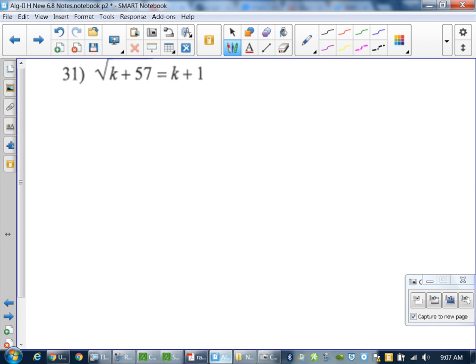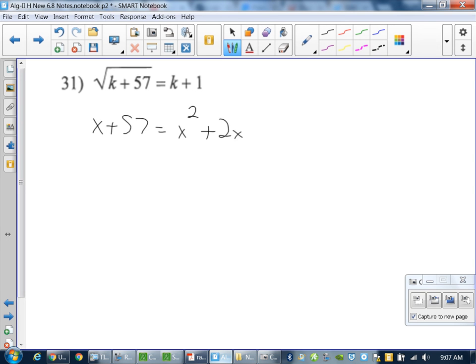Square both sides. Square both sides, you're going to get x plus 57, x squared, 2x, and a 1. Move everything to the left. X squared plus x minus 56.